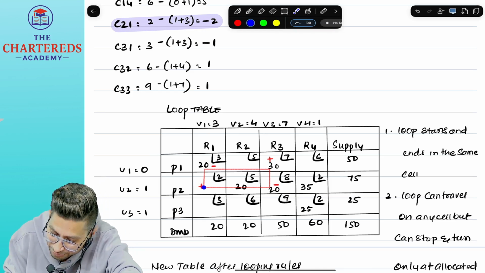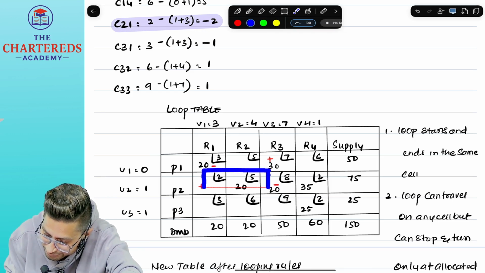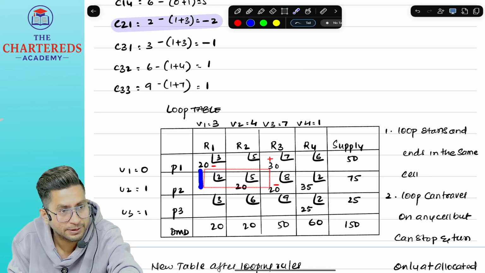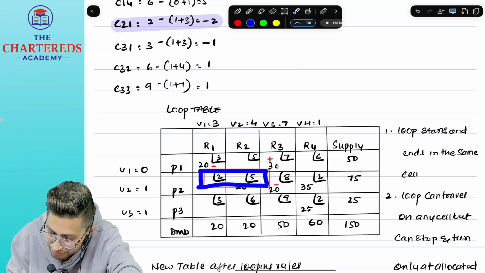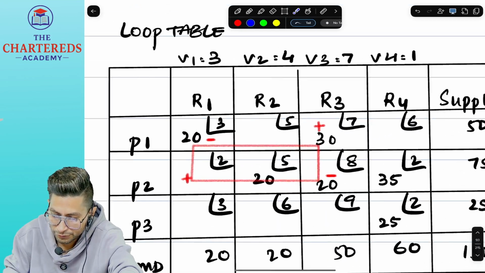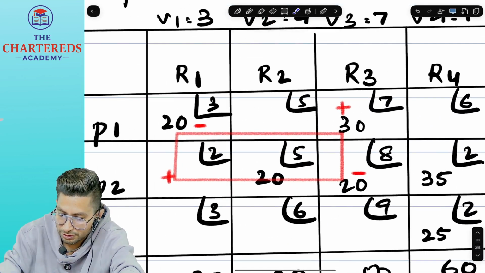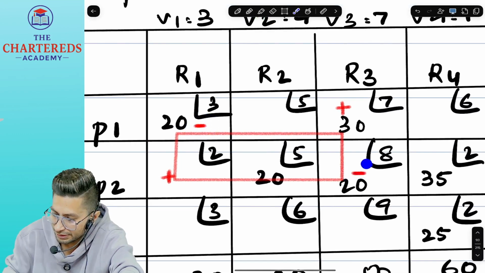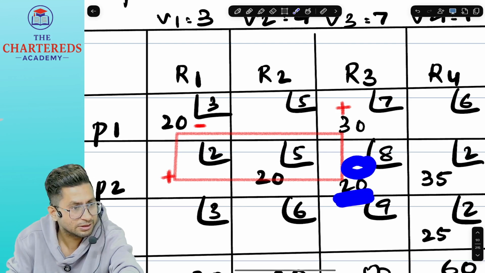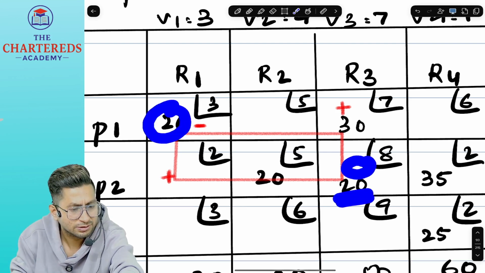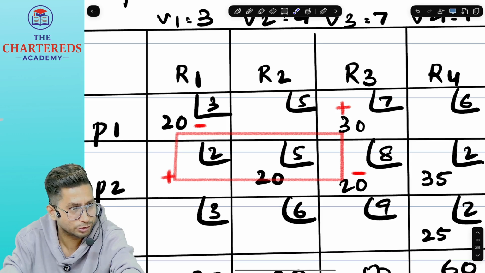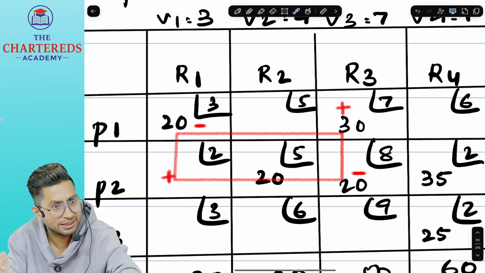And where did I take a turn? At allocated cells or unallocated cells? Allocated. So here I have taken plus, next turn minus, next turn plus, next turn coming back. After that, what did I tell in the rules? In the negative sign cells you have to find the lowest number. What is the lowest number in the negative boxes? 20, here also it is 20, both are the same. Now wherever minus sign is there, minus 20, and wherever plus sign is there, plus 20.